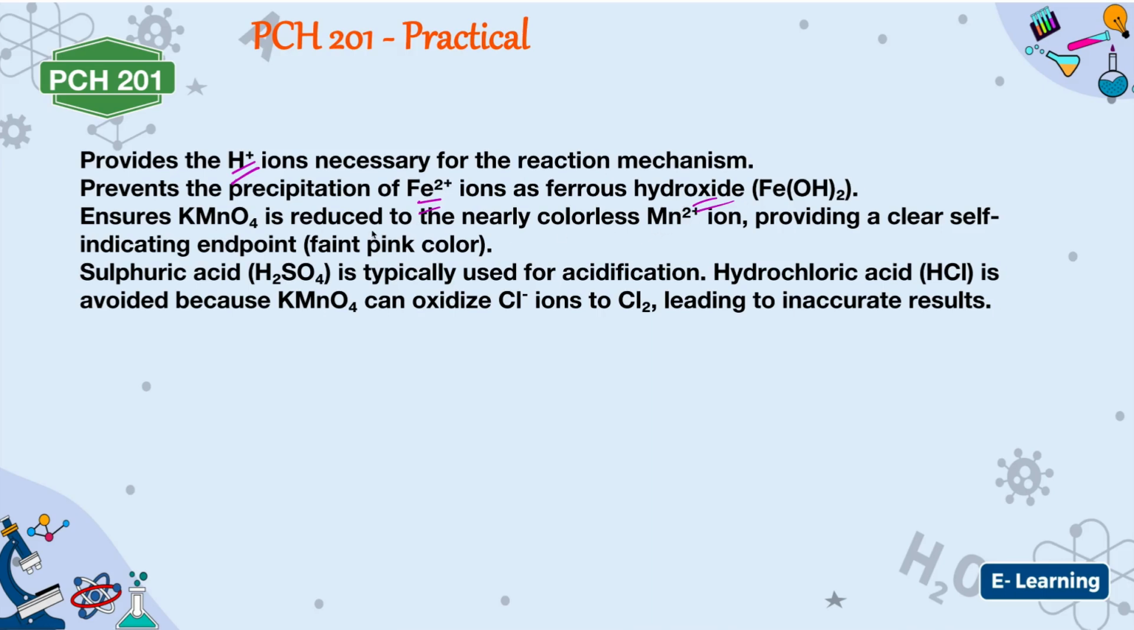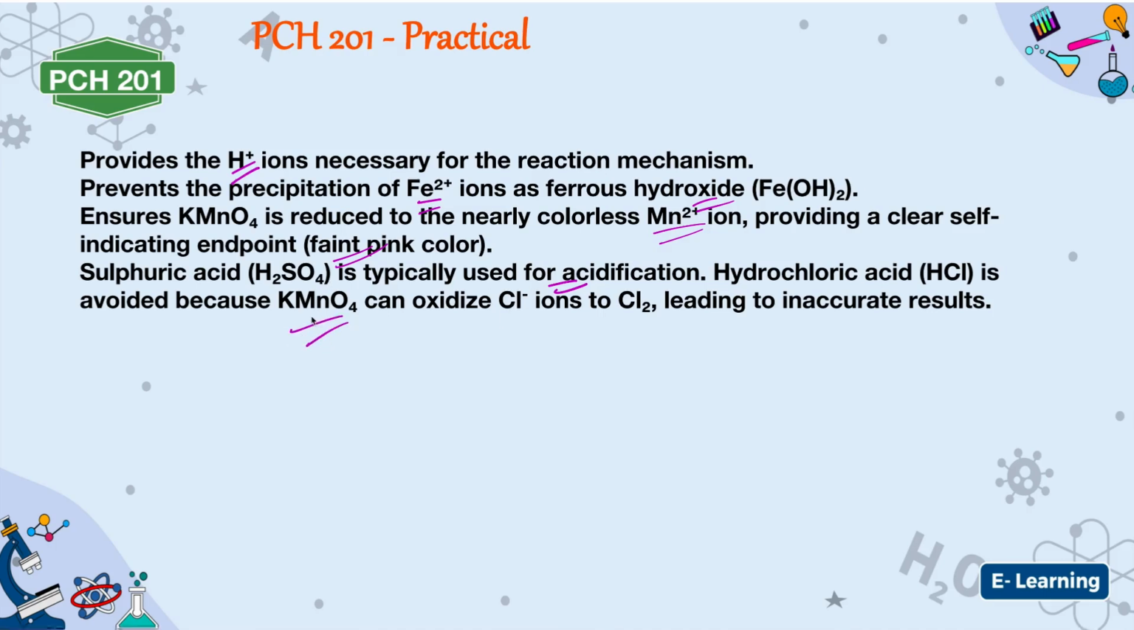It ensures KMnO4 is reduced to nearly colorless, which is pale, providing a clear self-indicating endpoint, pale pink color. That is the reason why everything was prepared in what? In acidified solution. Now, we say sulfuric acid is typically used for the acidification. H2SO4 is what is used. You don't use hydrochloric acid.